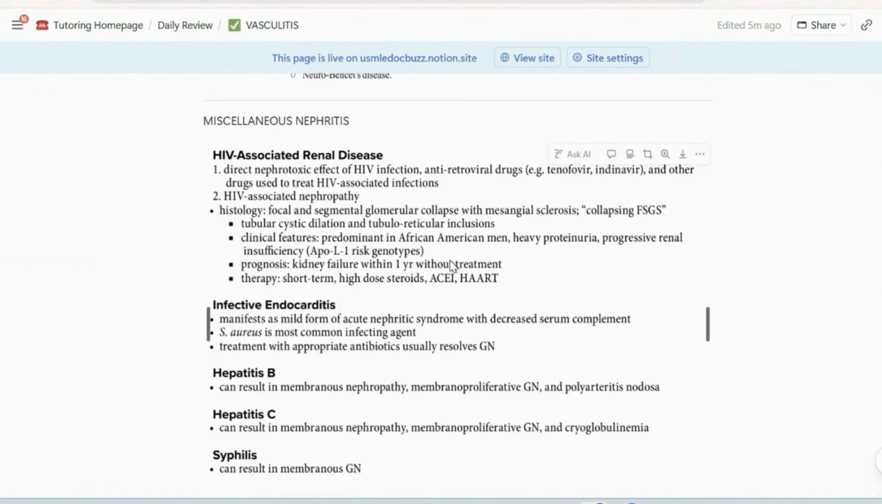Okay, lastly, I've given you these miscellaneous nephritis. Please go over them, right? All the different infectious agents that are leading to some sort of nephritis. Okay, infective endocarditis, Hep B, Hep C, syphilis. We'll cover a lot of them in nephritic and nephrotic syndromes, but for now, our information is limited to this. Okay.